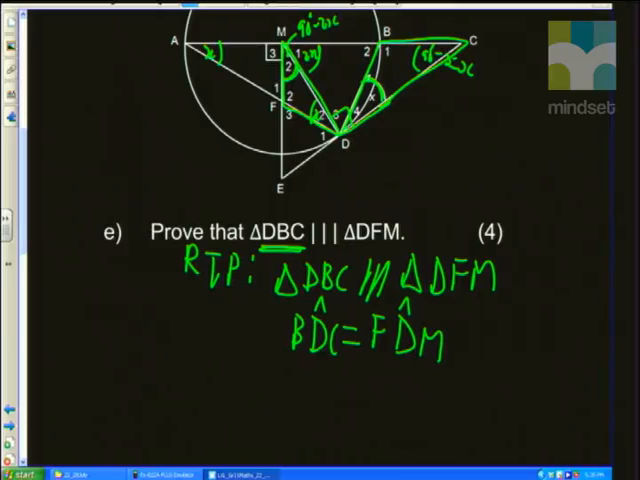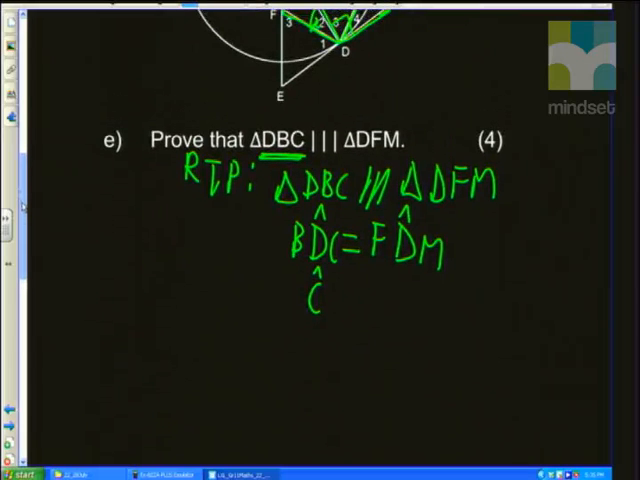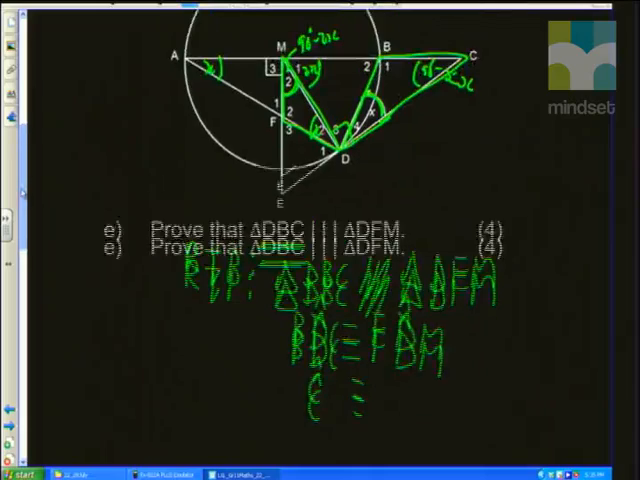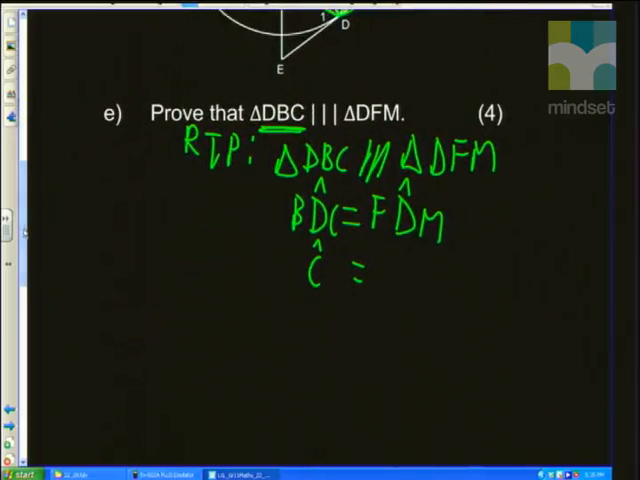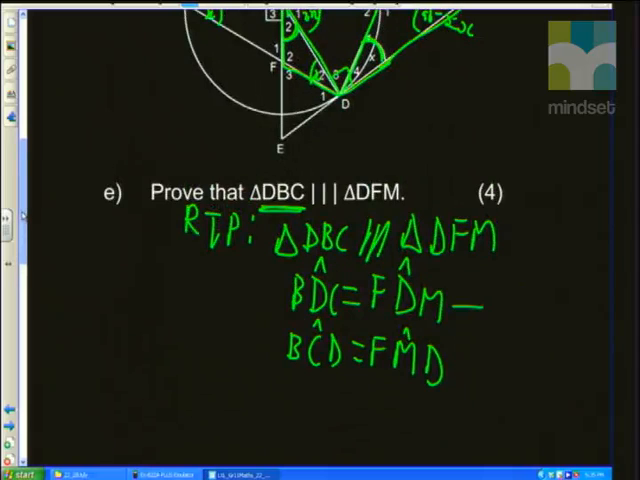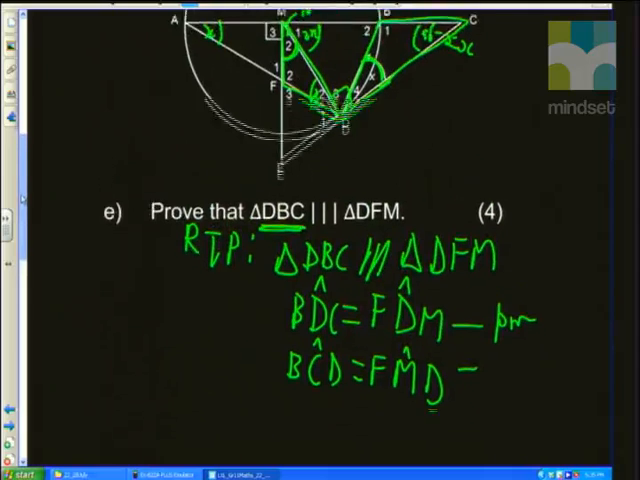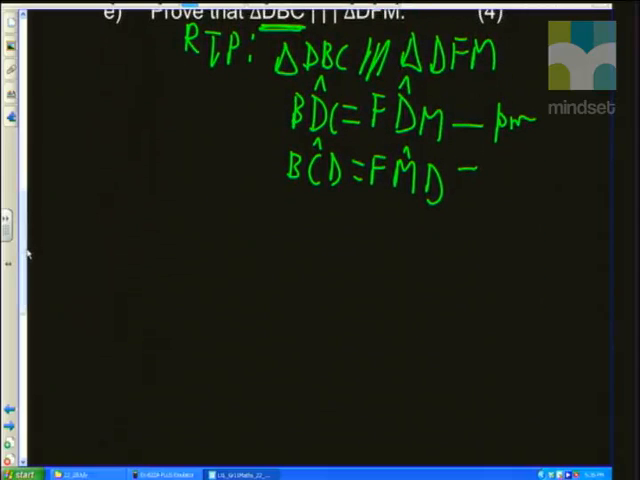So on the DBC, we have C equals to your M. So completing this one, BCD equals to FMD, right? And then the first one was proven above, as well as that one, we worked it out. So now we can conclude by saying the other angle will be equal to that other one.